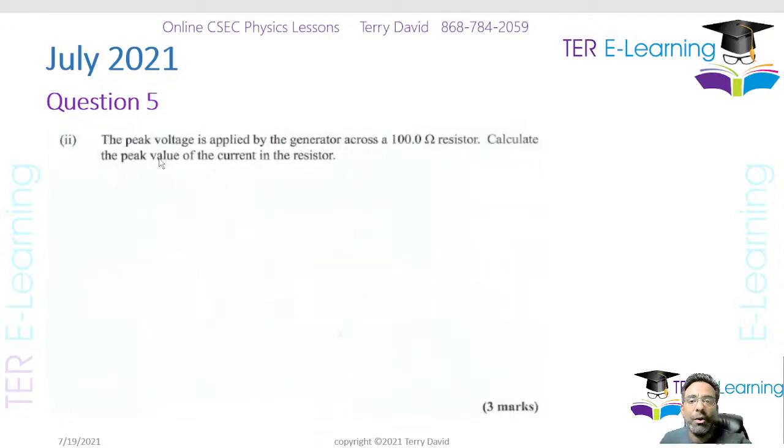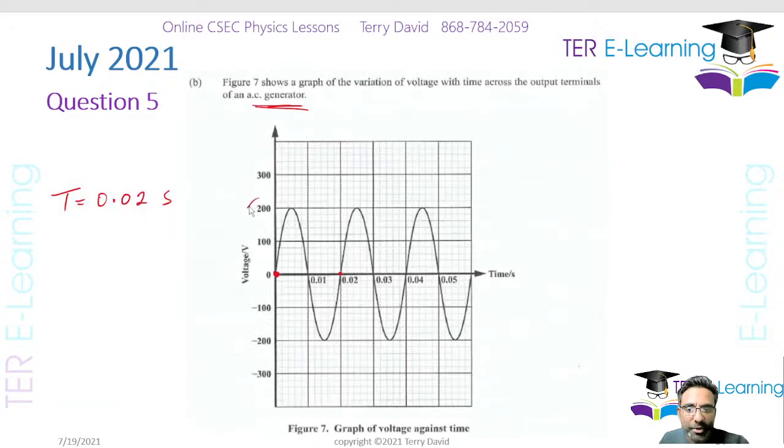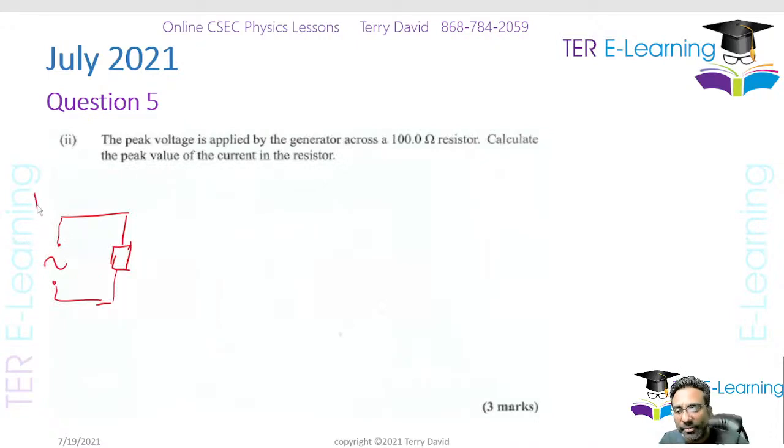Now, they said the peak voltage is applied across a 100 ohm resistor. Calculate the peak current. So basically, we have an AC voltage here, and you are connecting that across a resistor. If we look at the diagram, my peak voltage VP is 200 volts. The resistance R is equal to 100 ohms. And they want us to calculate the peak current.